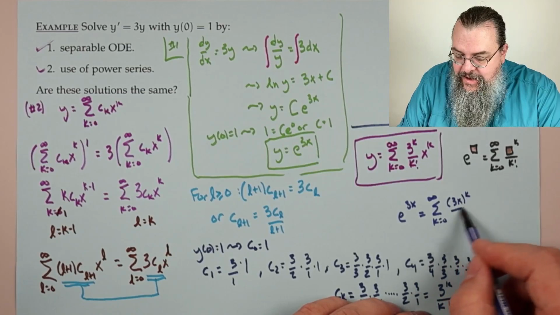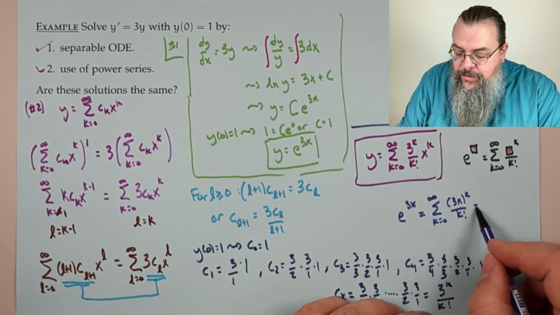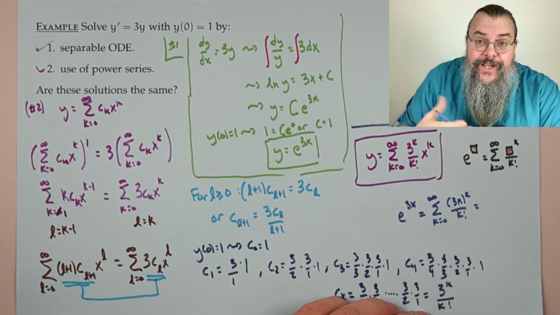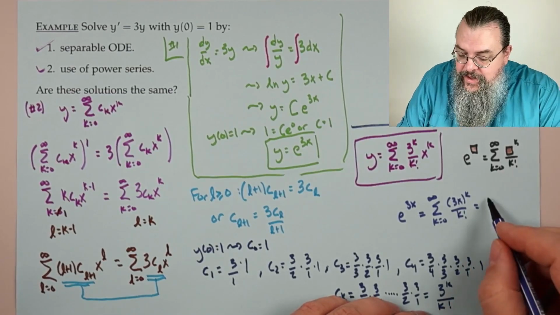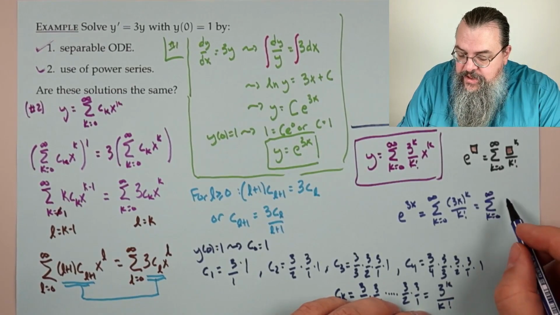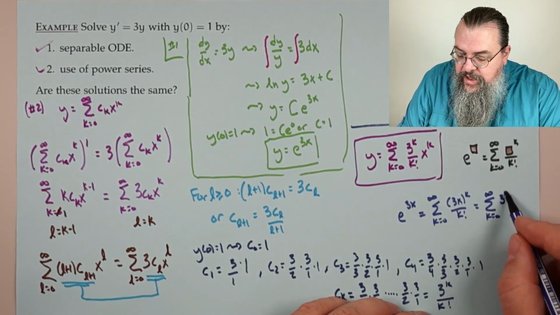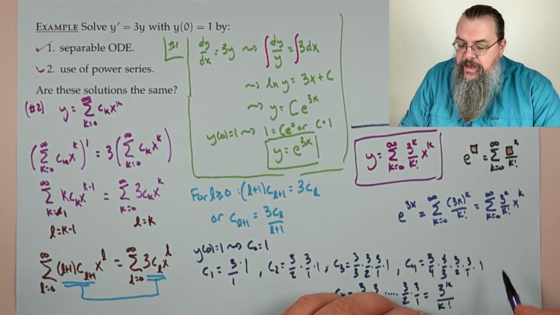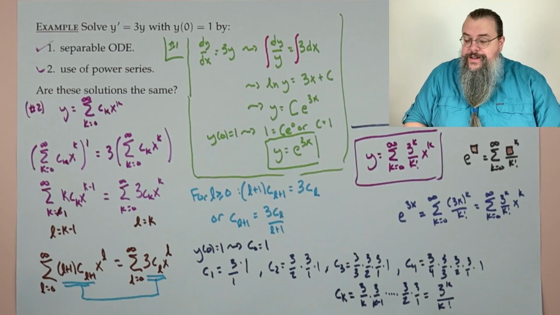3x to the k over k factorial. Now what we can do is 3x to the power of k. That's like 3 to the k times x to the k. So that's the summation, k equals 0 to infinity of 3 to the k over k factorial x to the k. And now we're like, what?